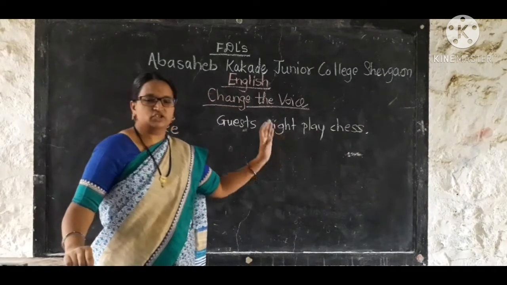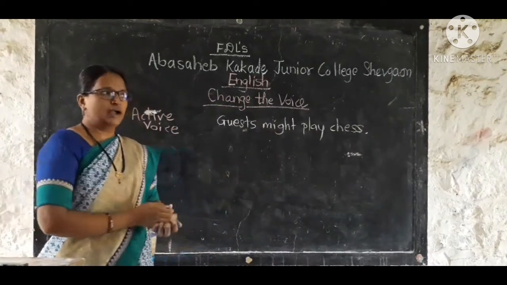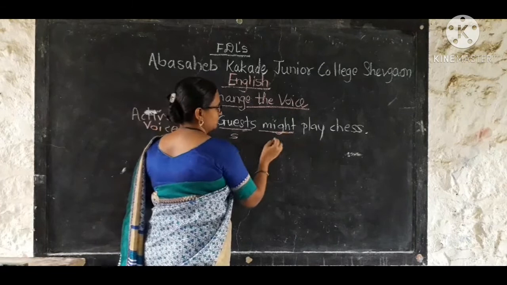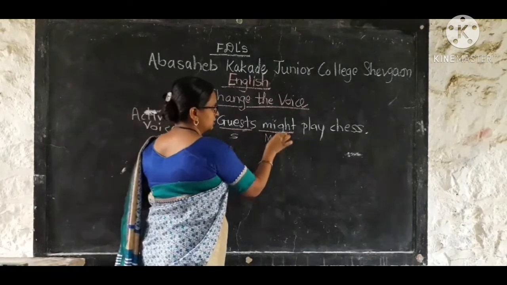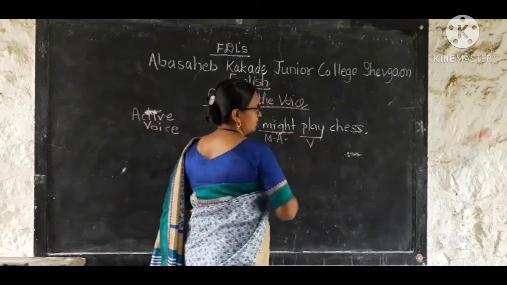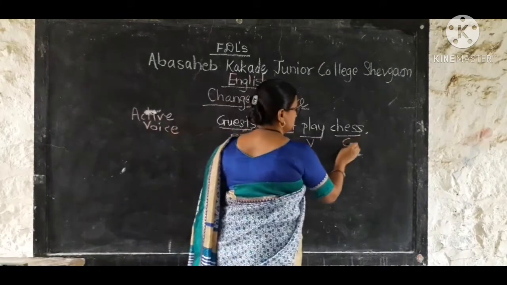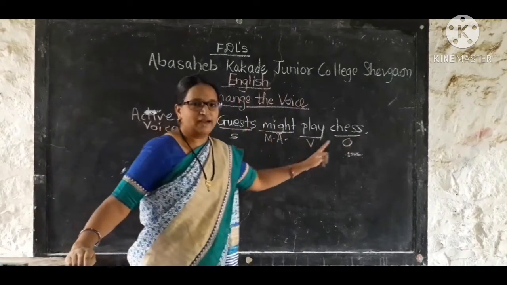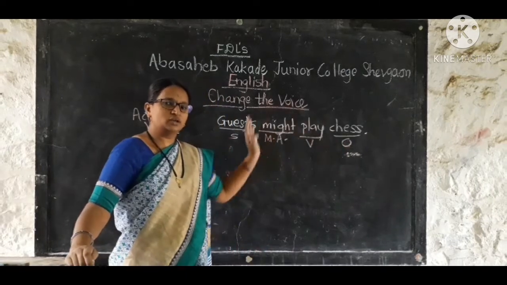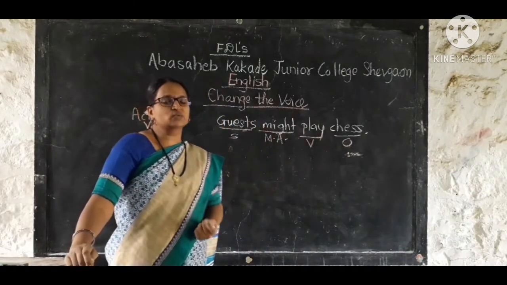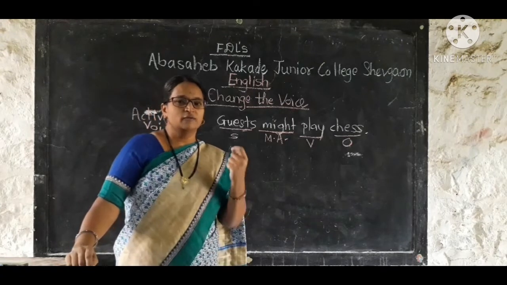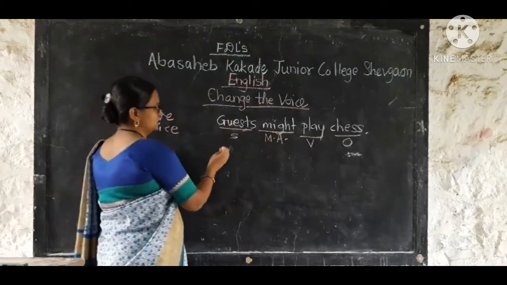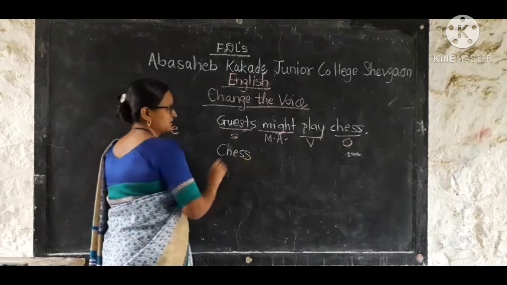Guests might play chess. Now here first we have to identify structure of the sentence. Here guest is subject, might is modal auxiliary, then play is the main verb and chess is the object. So here we get subject, modal auxiliary, verb and then object. Now we have to turn this sentence into passive. As we have to turn this sentence into passive, first we have to begin our sentence with object. So we begin our sentence with object, that is chess.